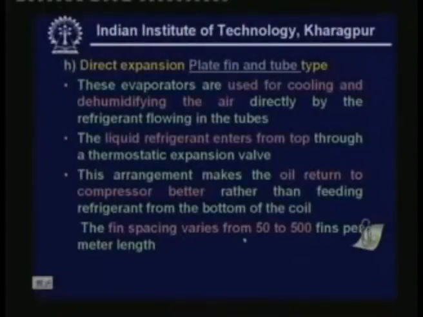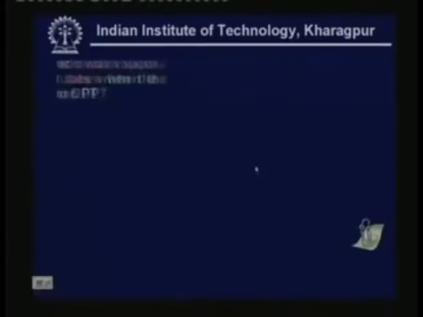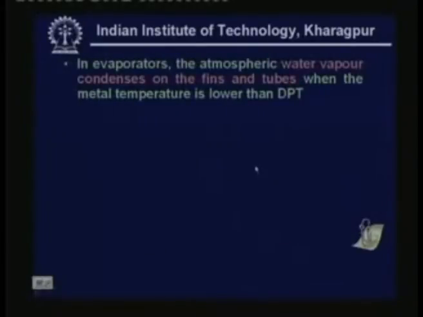And as I said, normally the fin spacing varies from 50 to 500 fins per meter length. In evaporators, the atmospheric water vapor condenses on the fins and tubes when the metal temperature is lower than the dew point temperature. Actually, this is one reason why the design of evaporators, especially where air is the external fluid, is quite complicated compared to condensers.